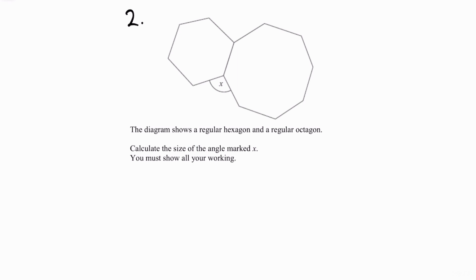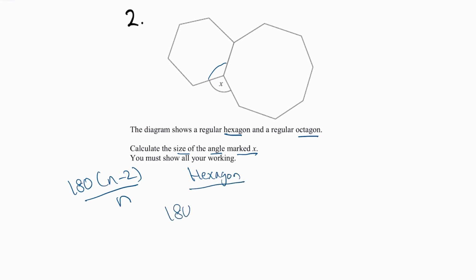And now moving on to question number 2. The diagram shows a regular hexagon and a regular octagon. Calculate the size of the angle marked X. Show all your working out. Okay, first we're going to try to work out what is the interior angle in the hexagon. So we know interior angle is 180(n minus 2) divided by n. So for the hexagon, we do 180(6 minus 2) divided by 6. And if you find that in the calculator, you'll get 120 degrees.